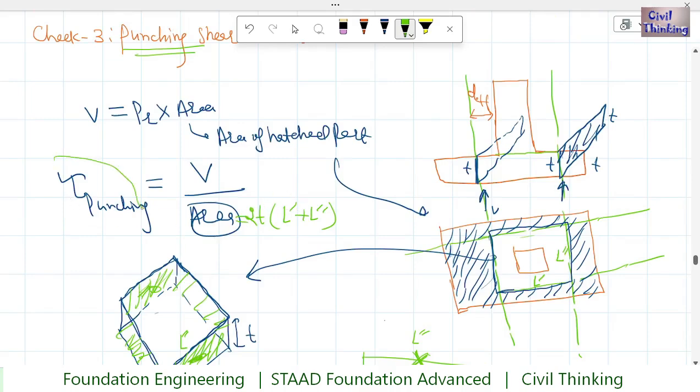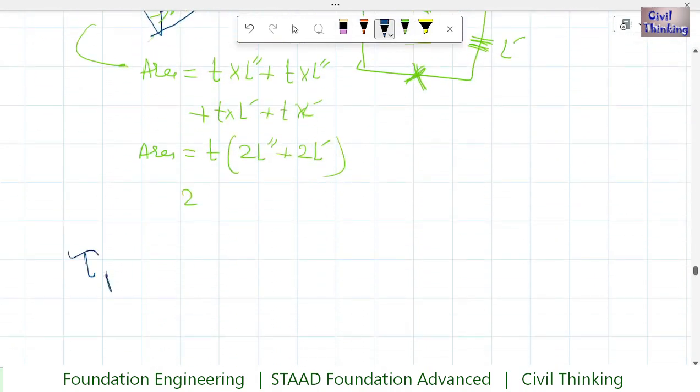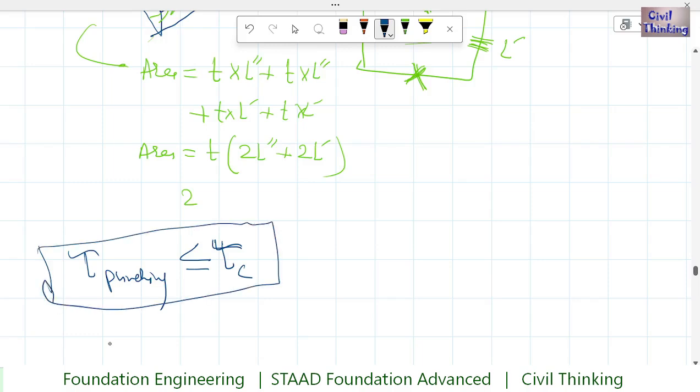So this will give us the punching stress. This shear stress in punching should be less than or equal to the shear capacity of the foundation. Then only it is safe. So this is the punching shear test.